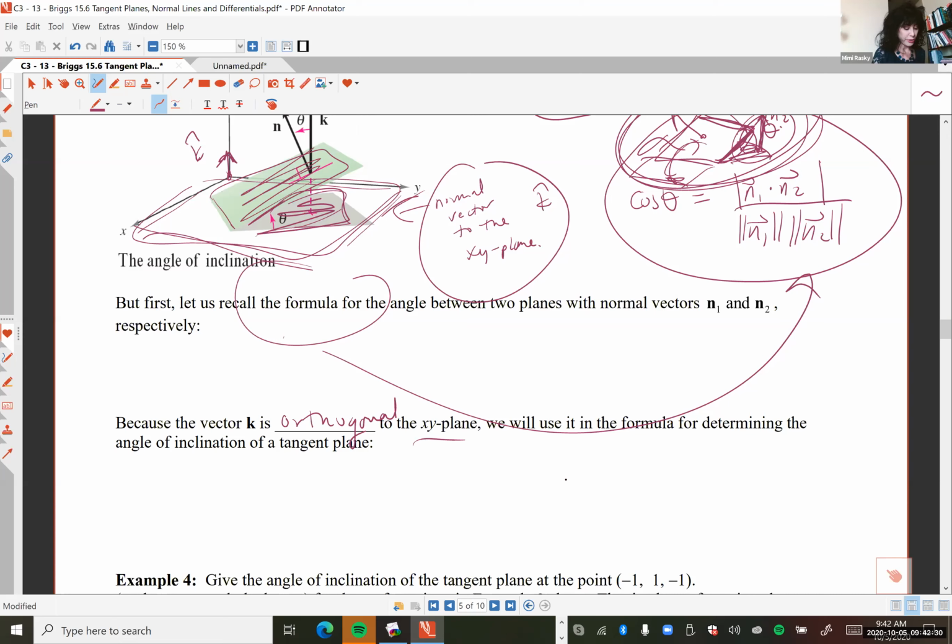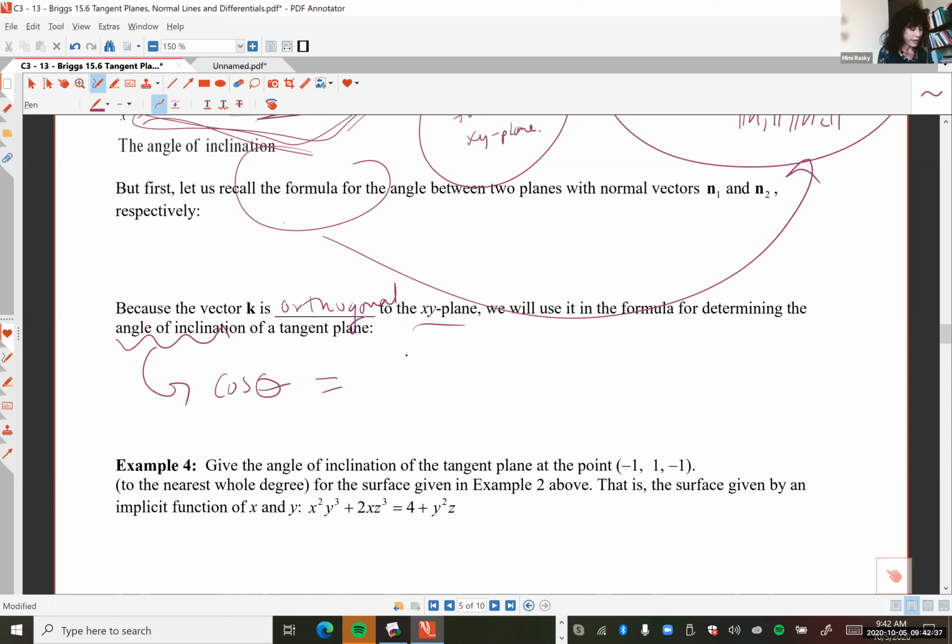So here's the angle of inclination. You're still going to have a cos theta. You're still going to take an absolute value of a dot product, but it's going to be your gradient of your big del F. That's the 3D vector that's normal to your plane. And you're going to take the dot product of that with K hat. And then you'll divide by the product of the magnitudes.